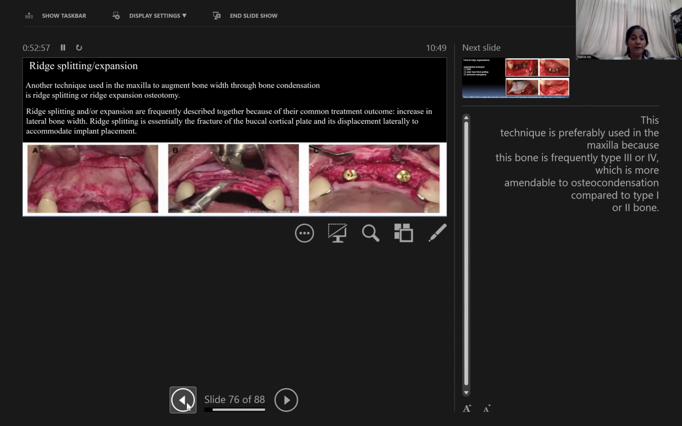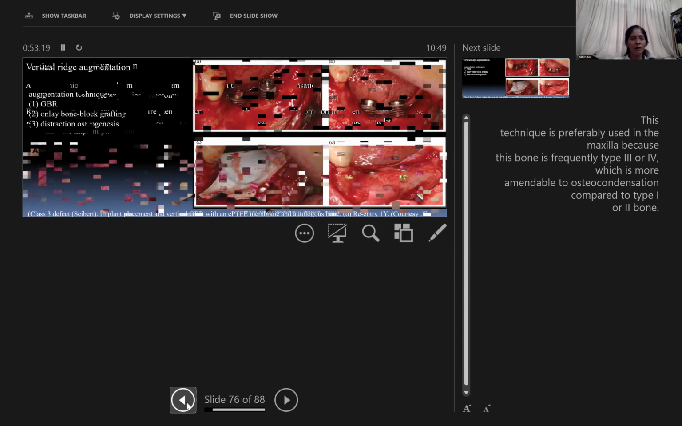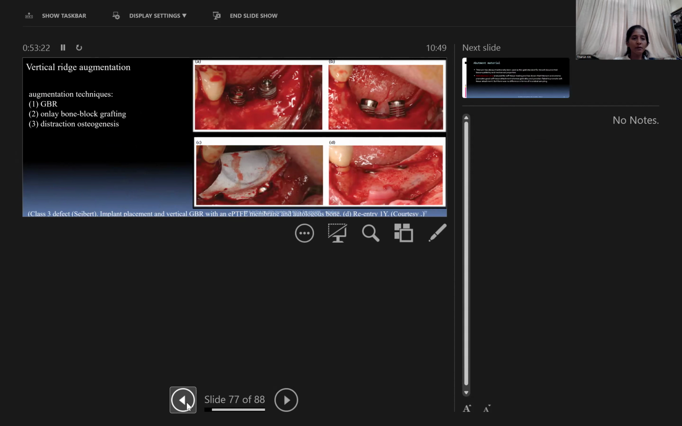Ridge splitting, yeah, this was the distraction osteogenesis, the ridge split instruments, which we call a controlled green stick fracture. It is more used in the maxillary anterior and posterior, where you have type 3 or type 4 bone only, and not at all in type 1. If you're doing a vertical ridge augmentation, you can use only bone graft, or distraction osteogenesis, or a ridge split.